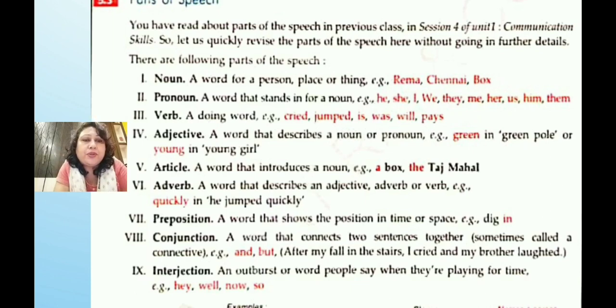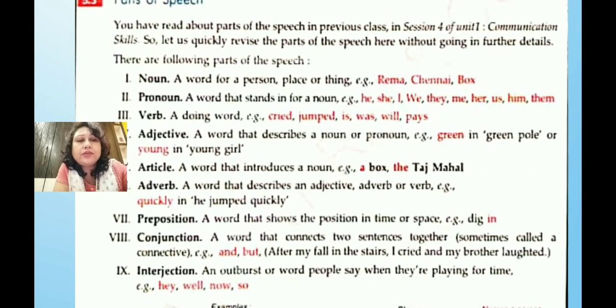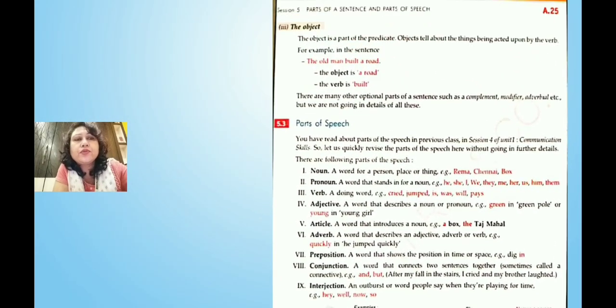Then we have conjunction, a word that connects two sentences together, sometimes called a connective. For example, and, but. After my fall on the stairs, I cried and my brother laughed. Okay, now here two sentences are joined by and. So this and is a conjunction. Then we have interjection, an outburst or word people say when they are playing for time. For example, hey, well, now, so, all these are examples of interjections. Okay, so this was all about your parts of speech.